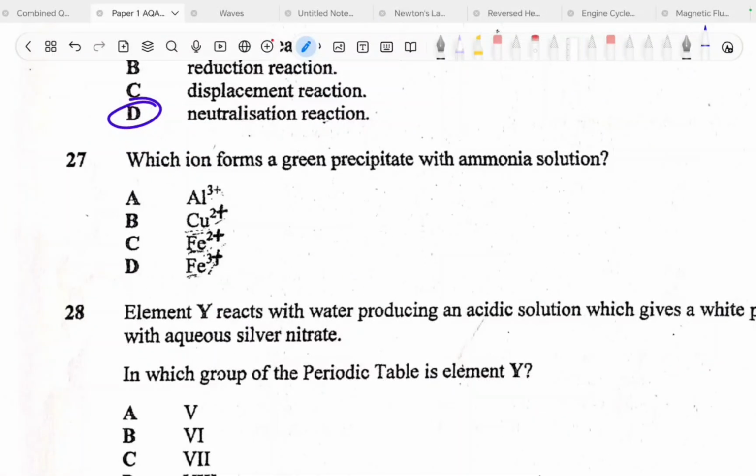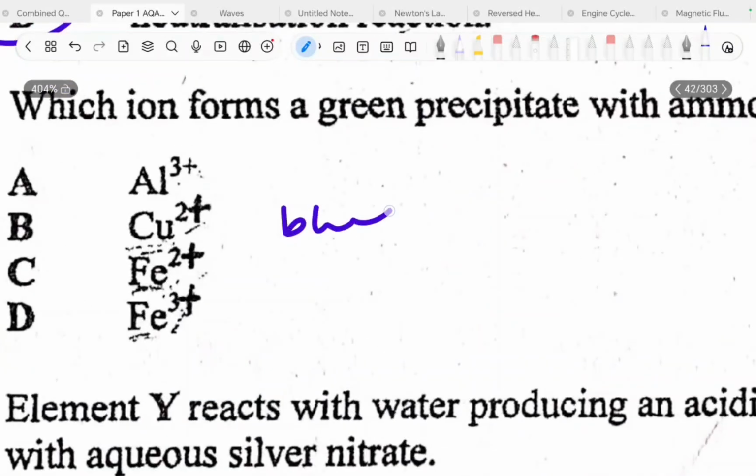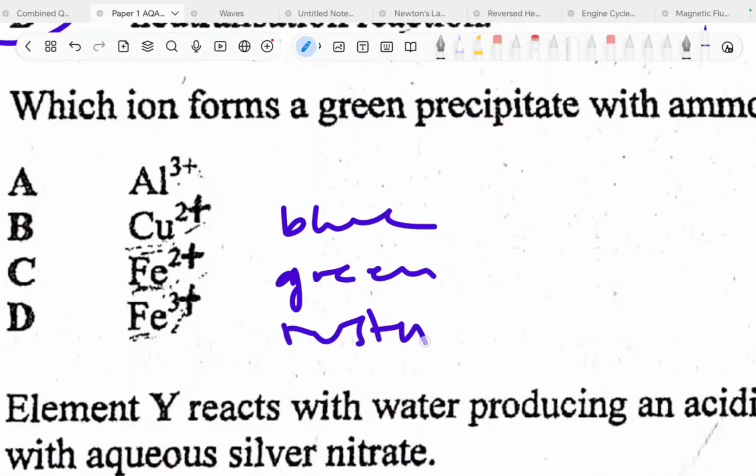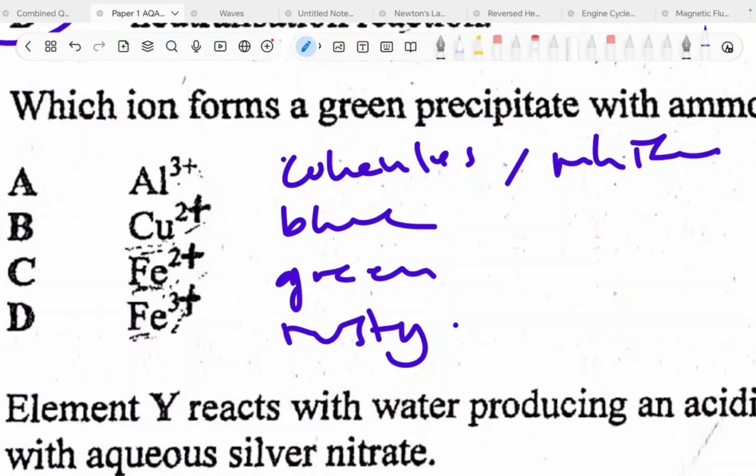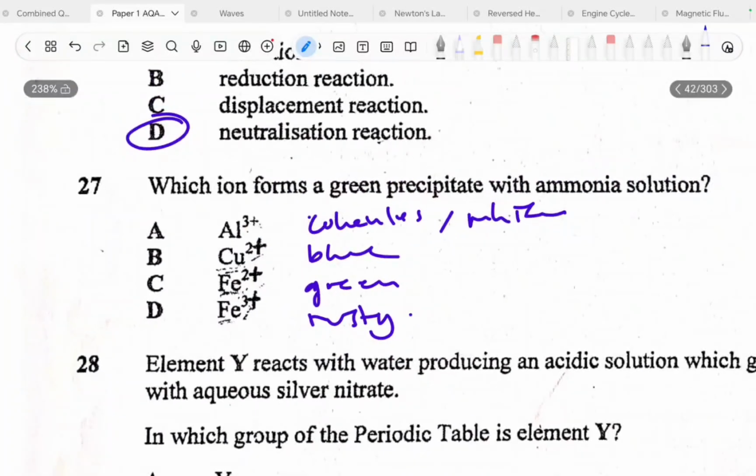I feel like if you're preparing for your O-levels, you should know all the characteristic colors of every transition metal that is on the spec. For example, copper 2 plus, blue. This, green. And then rusty brown, whatever color you want. And this is always colorless, or forms a white precipitate. You should know the ions, you should know the characteristic properties and colors. Even if you do A-level, you're going to have to know the colors. And from this, the green is Fe2 plus.